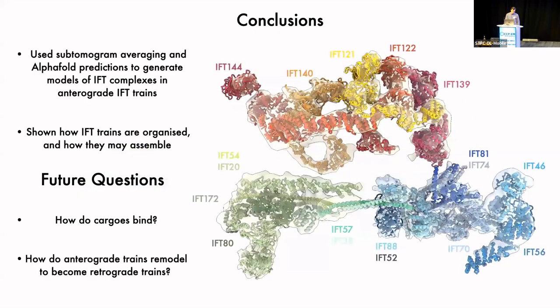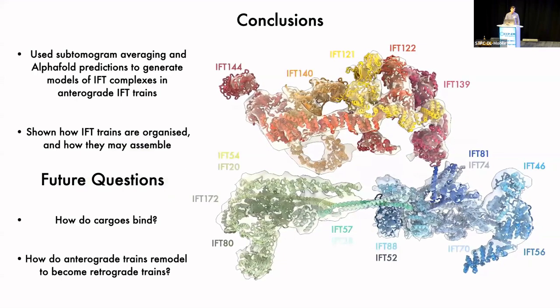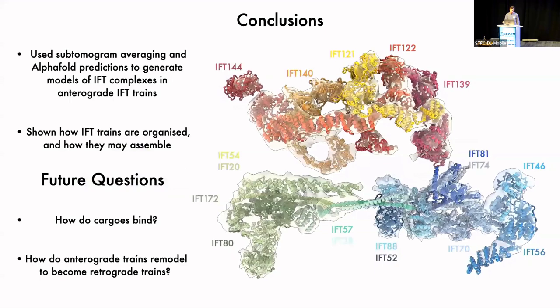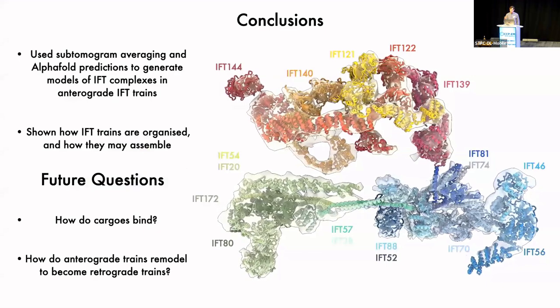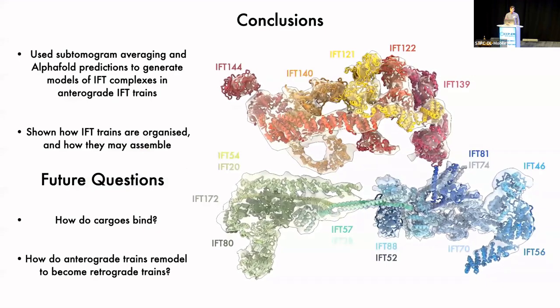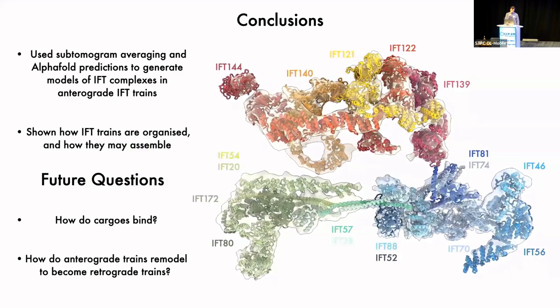So that brings me to the end. Today I've shown you how we used subtomogram averaging and AlphaFold predictions to generate the first models of IFT complexes in IFT trains. We've shown how these complexes are organized, and we provided insights into how they may assemble. Obviously, we need more experiments to really show us exactly what's going on.